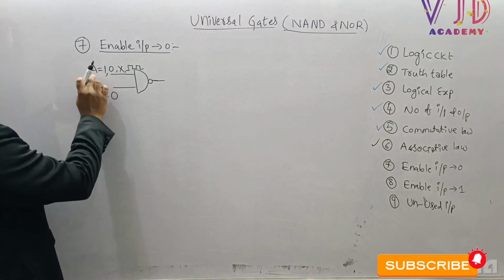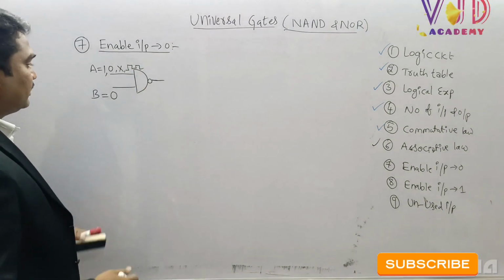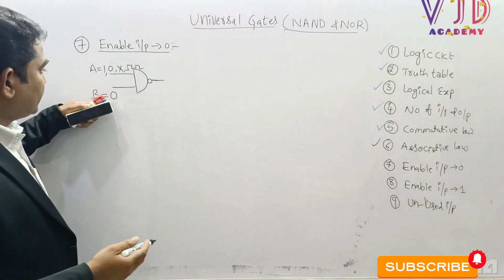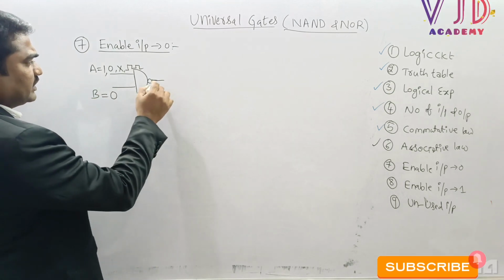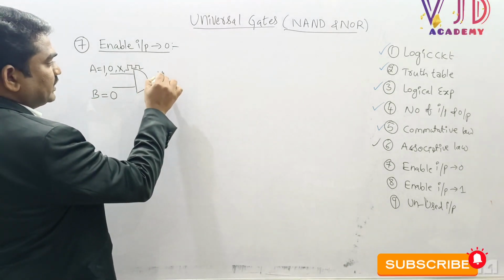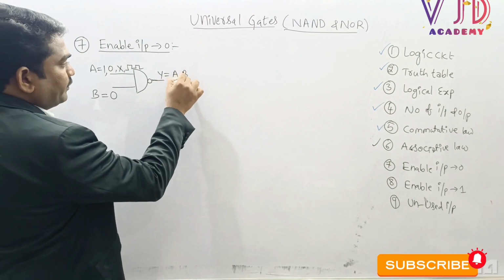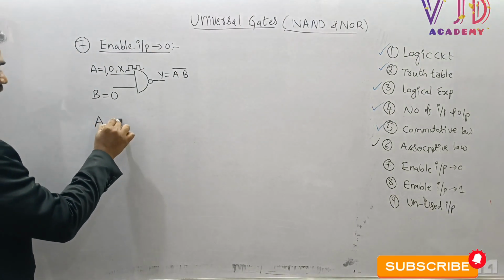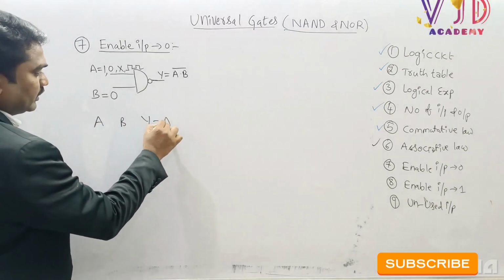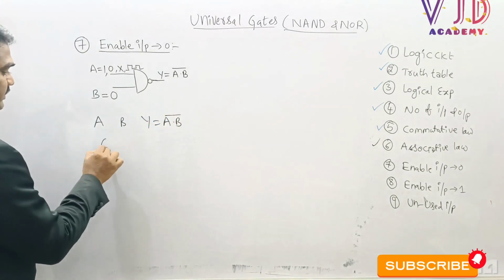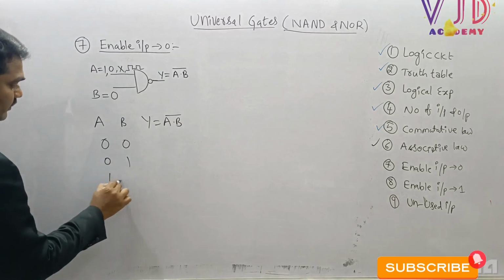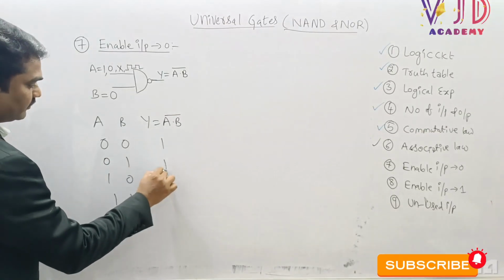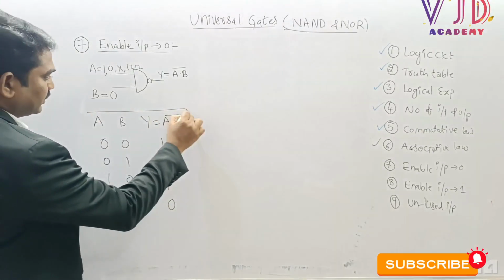If I change the A inputs differently and keep on applying B equal to 0, what is the circuit behavior? Here Y equal to A into B bar. Sir, we know the truth table: A, B and then Y equal to A into B whole bar: 0, 0, 1; 0, 1, 1; 1, 0, 1; 1, 1, 0. This is called the truth table.